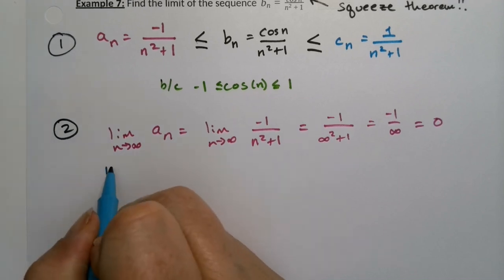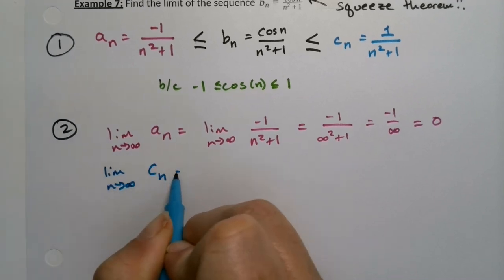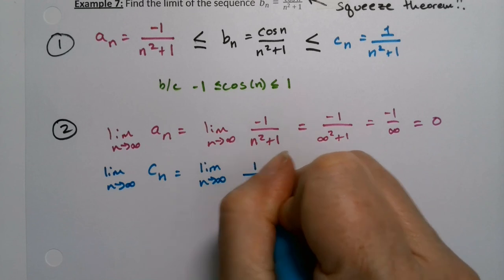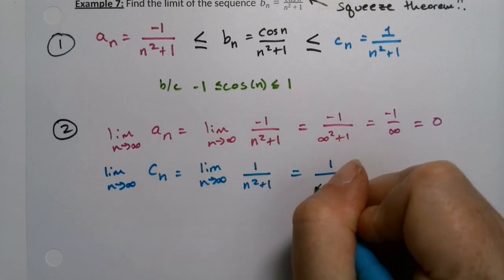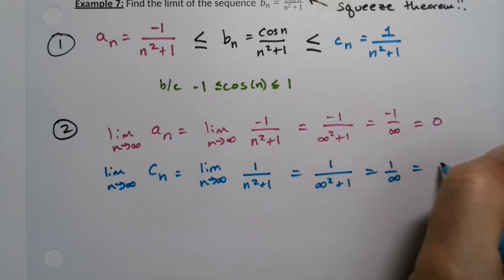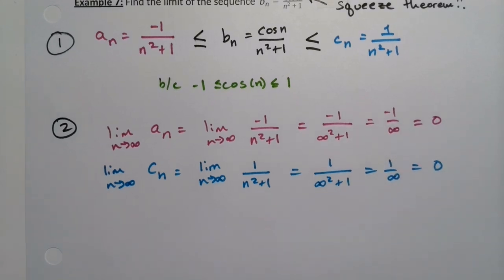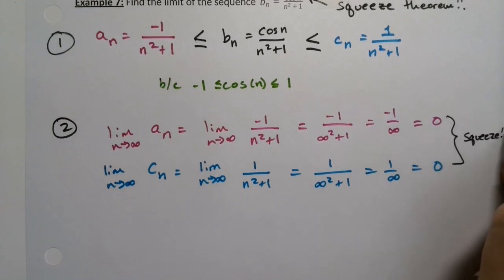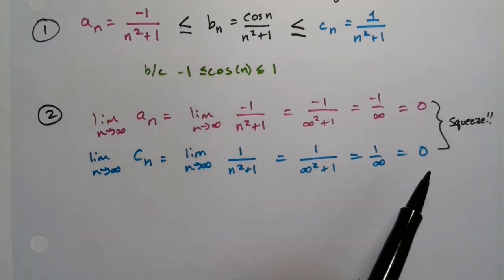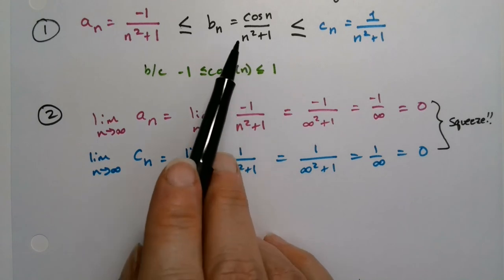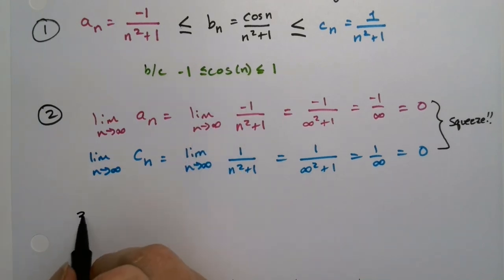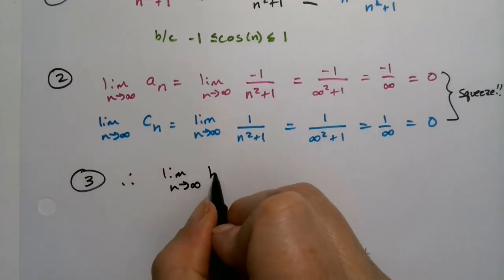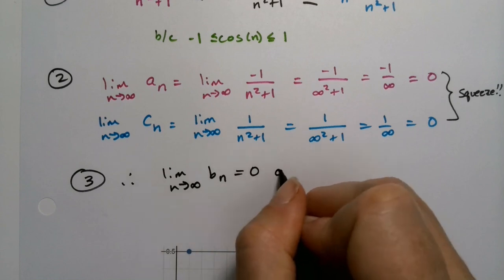Similarly, we know the limit as n goes to infinity of c sub n is the limit as n goes to infinity of positive 1 over n squared plus 1, which is positive 1 over infinity squared plus 1, which is 1 over infinity, which again is 0. There's the pinching, right? There's the squeezing, right there. They are squeezing b sub n between them. They both go to 0, therefore this sequence has to go to 0 also. So that's part 3. Therefore, the limit as n goes to infinity of b sub n must be 0 also.